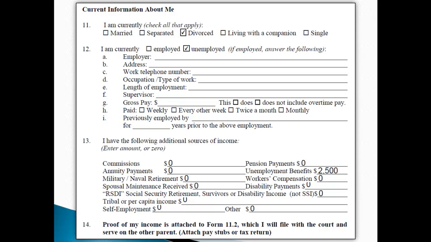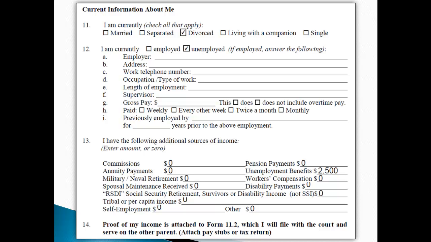You will now be asked for current financial information about yourself. This will include information about your current employment, other sources of income, and your monthly expenses. First, questions about yourself. Check your marital status for question 11. The box for living with a companion means you are in a relationship with another person and share household expenses but are not married.